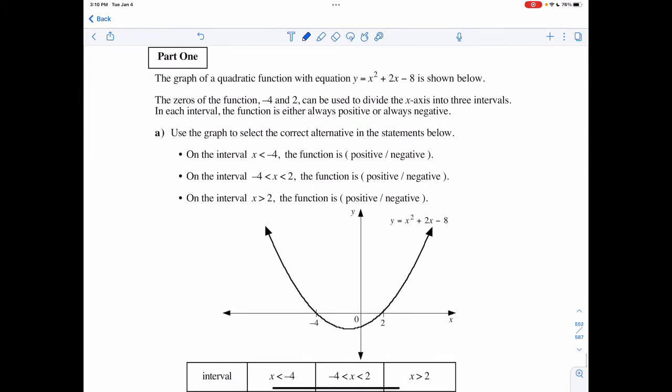So if we take the first example from the last lesson, where we did our case studies, then we're going to use the same example, x squared plus 2x minus 8. If I said that I had the function with the equation y is equal to x squared plus 2x minus 8, then I know that the zeros of the function are going to be negative 4 and 2, which we can see here and here.